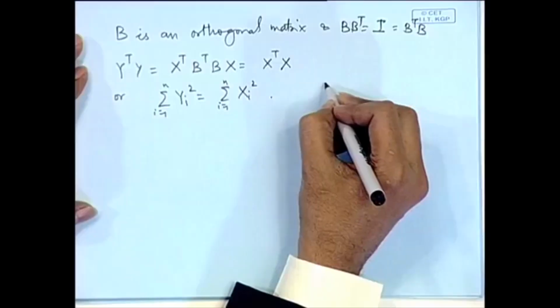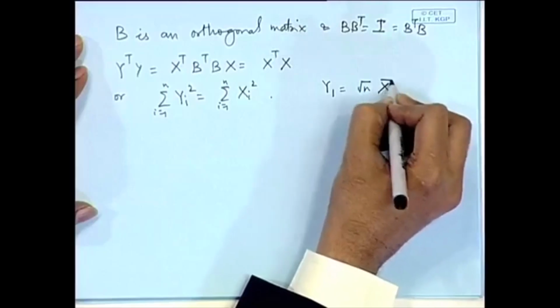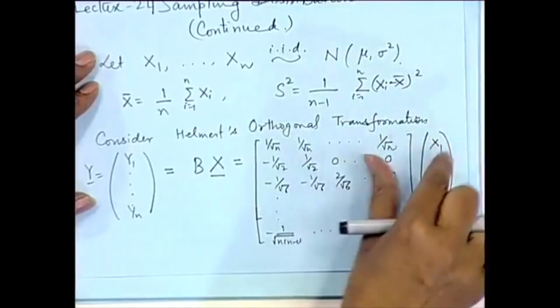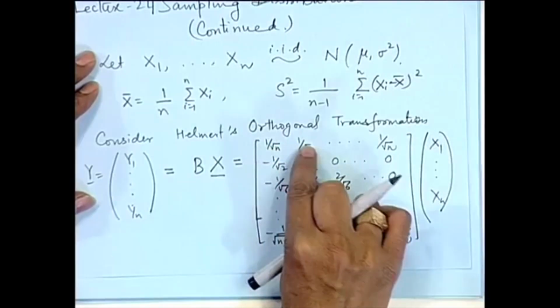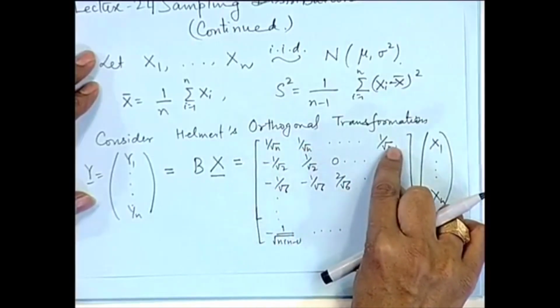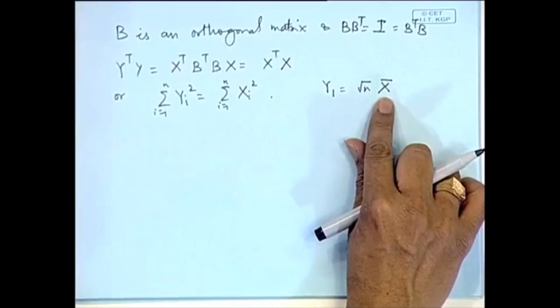Also, we can see by this transformation that y1 is equal to root n x bar, because if I consider the multiplication of this matrix with this vector and look at the first term, it will be x1 by root n plus x2 by root n plus xn by root n. So, that is root n x bar. So, y1 is root n x bar.